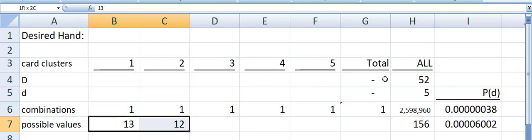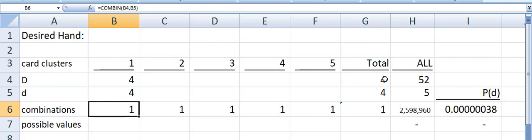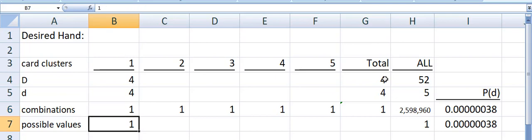Suppose I do, in fact, want to get 4 aces. So out of the 4 aces in the deck, I'd like to get all 4. Okay, so that's one way I do that combination. There's only one way to get 4 aces, one number that I'm dealing with for 4 aces. So there's the probability of getting 4 aces.